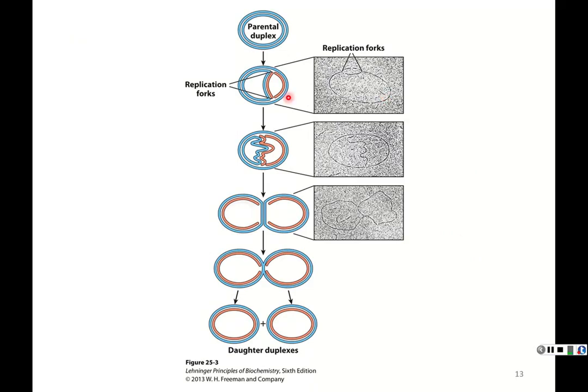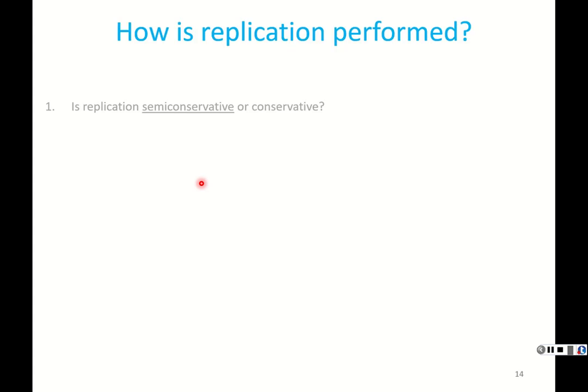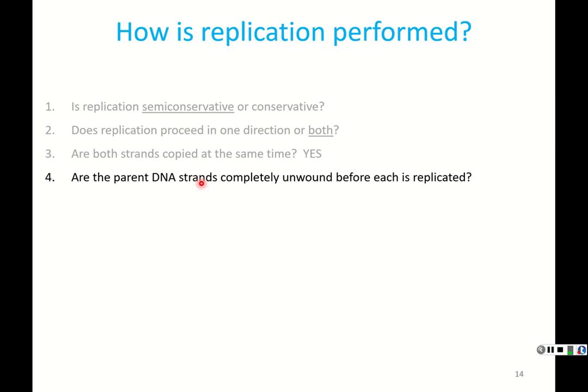Here's the figure from the book showing a very similar thing where you have what's known as the replication forks in the replication bubble, and exactly what's happening and how it's happening with the blue parent DNA and the newly synthesized orange daughter DNA. So that's a very, very simplified overview of how this is occurring. Okay, so replication is semi-conservative. It proceeds in both directions. Both strands are copied at the same time.